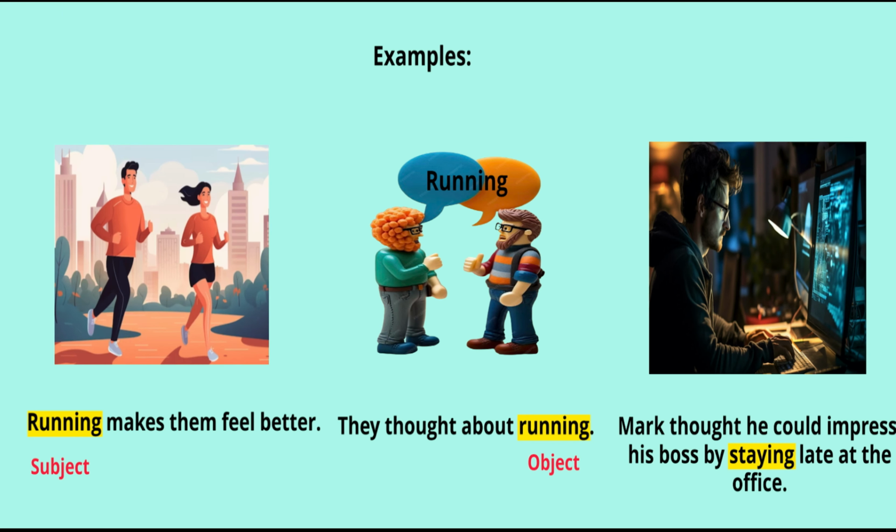Let's see some examples. In the first image, you can see a couple running. Running makes them feel better. Here, the noun is running, so the subject is running. What is the predicate in the sentence? Makes them feel better. In the second image, you can see two people talking and thinking about running. They thought about running. Here, running is used as an object in the sentence. About running, right? So, what is the subject in this sentence? They, the subject pronoun.